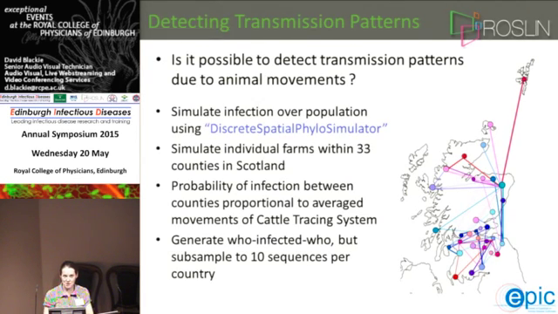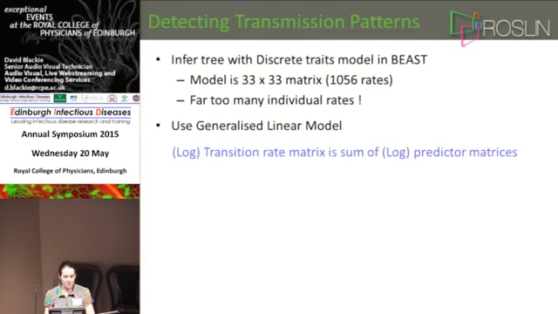So I was trying to make the simulation a bit realistic, and I was trying to ask, could I in fact detect the transmission pattern due to the movements? So I generated a simulation, and I looked to see who infected who, and then from that I generated the trees, and then back from the trees I tried to infer the transmission pattern.